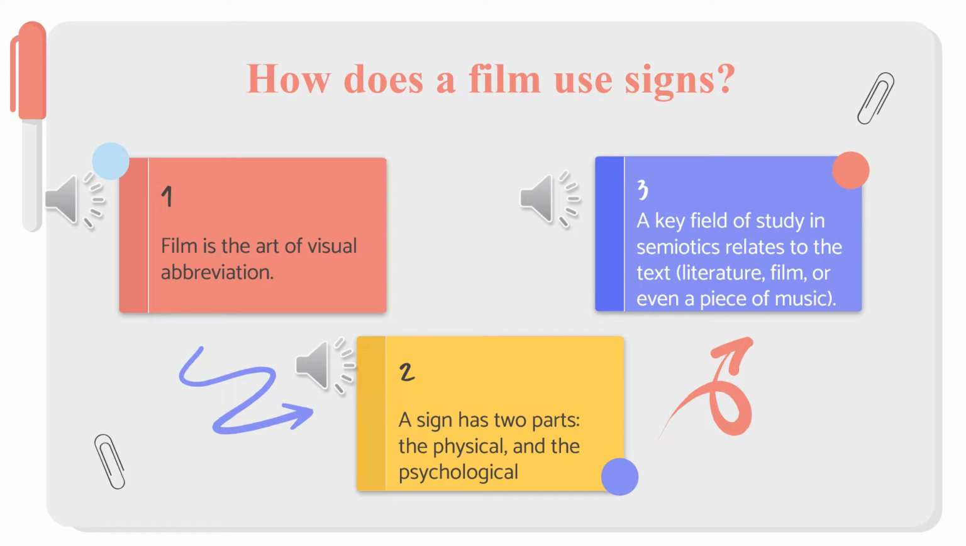A key field of study in semiotics relates to the text, literature, film, or even a piece of music. Films construct meaning through signs. A sign has two parts, signifier and signified. The signifier is the physical part, or the tangible thing we see or hear. It is what we perceive. The signified is the psychological part, the reaction to the object, the mental picture a signifier evokes, the internal response to the signifier.